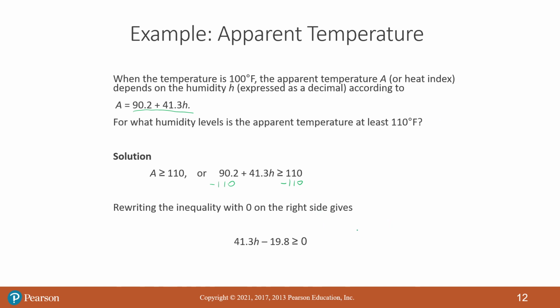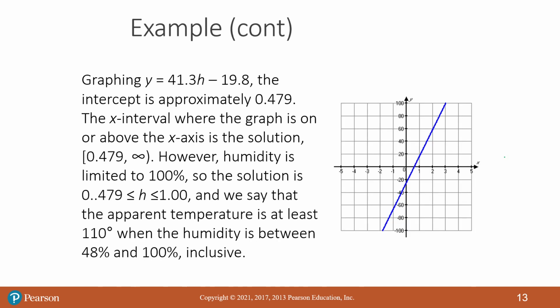Now, I'm going to graph that in my y1. So my y1 is going to look like this. I'm going to go to my TI calculator. My y1 is going to be 41.3H minus 19.8. Then I'm going to graph on a window here. So this is my y1. Let me see. Where'd my cursor go? Okay, it's right here.